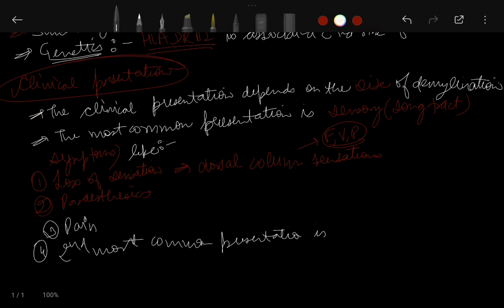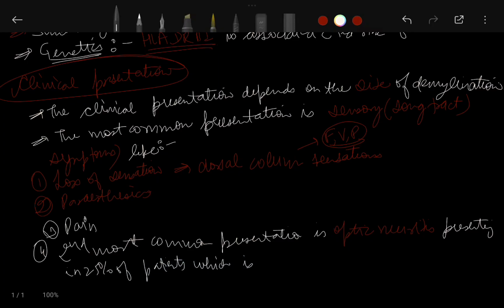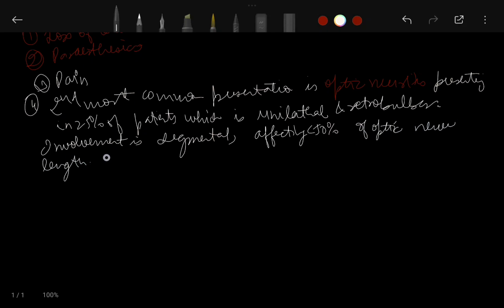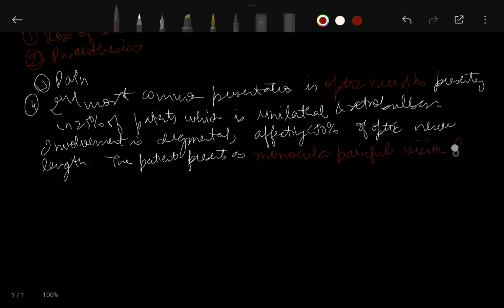is optic neuritis, presenting in 25% of patients, which is unilateral and retrobulbar. Usually this involvement is segmental and it affects less than 50% of the optic nerve length. The patient presents with monocular painful vision loss.